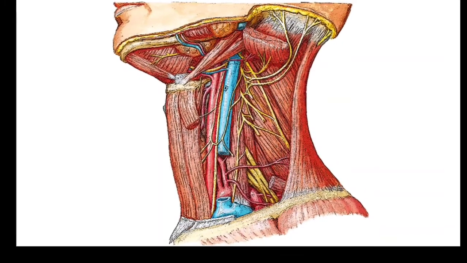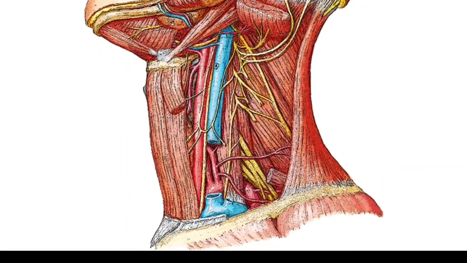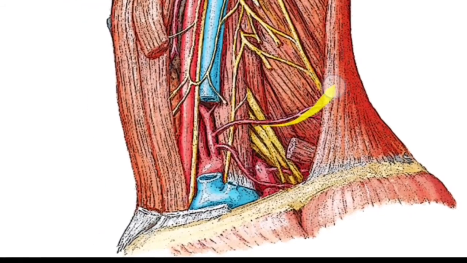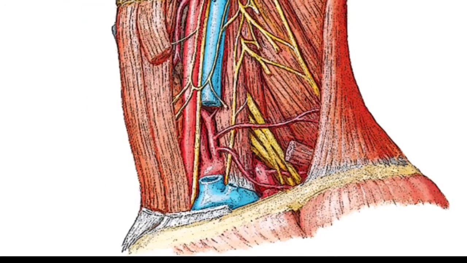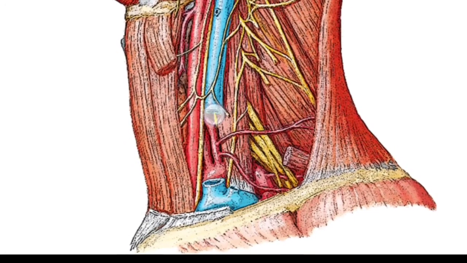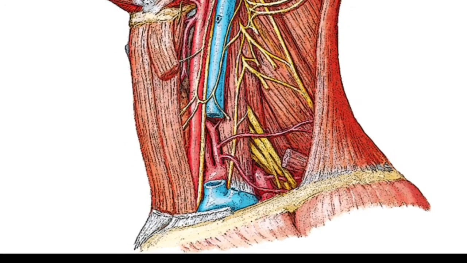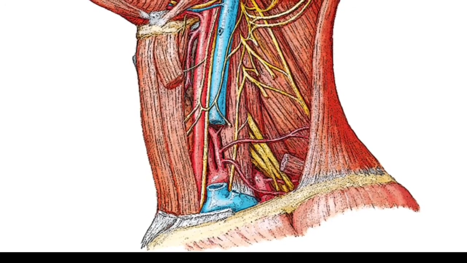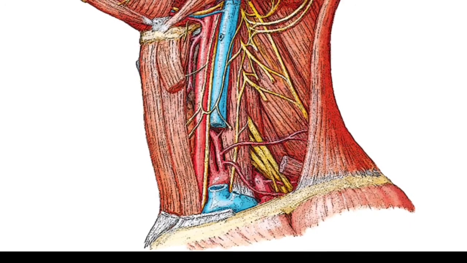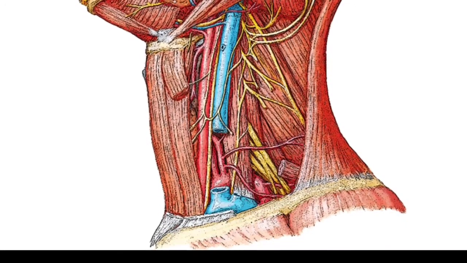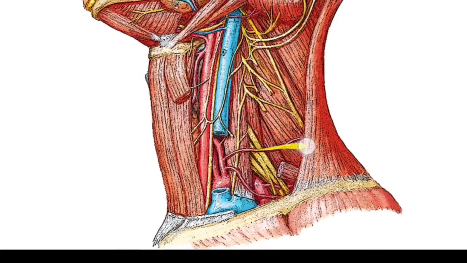Next content is an arterial content, that is the superficial cervical artery. It is a branch of the thyrocervical trunk, which is derived from the first part of the subclavian artery. The artery passes upward and laterally in front of the brachial plexus over this region.